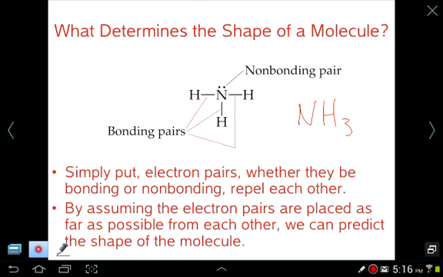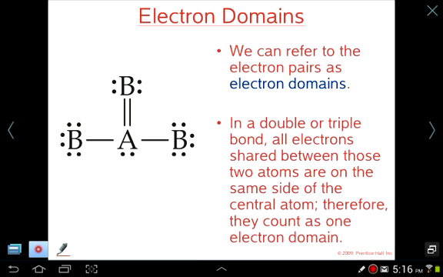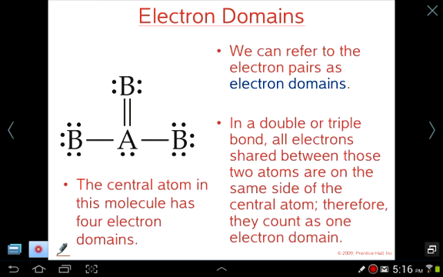And our assumption will be that the electron pairs will repel and then be placed as far as possible from each other. Because electrons are negative, they will repel each other, situating themselves in distant portions, as far as possible, essentially. So we're going to have to define something called electron domains as we go along. And then simply put, the electron pairs around the central atom will be called electron domains.